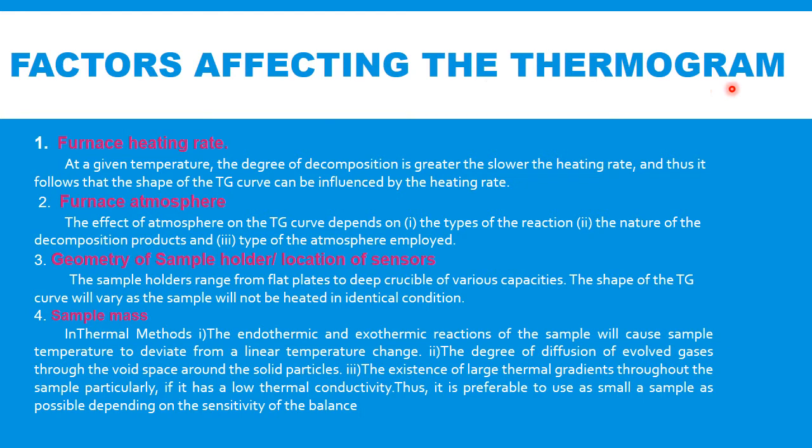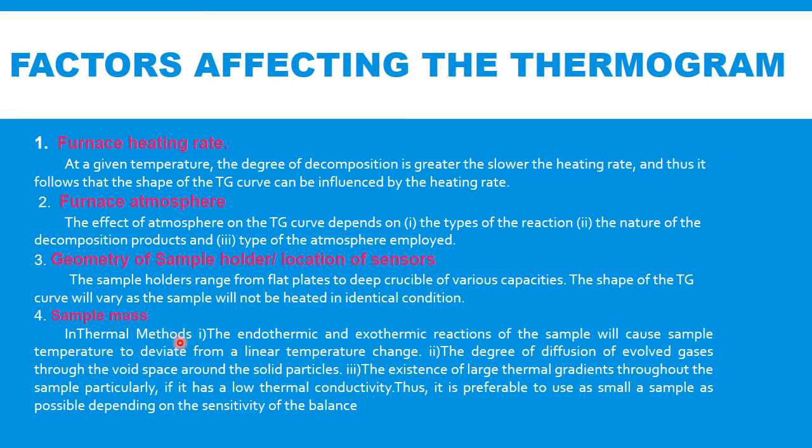Now we'll see the factors affecting the thermogram. The factors affecting the thermogram are furnace heating rate. If the rate of heating changes, the thermogram will change. Next is furnace atmosphere. As I told earlier, we can use an inert atmosphere by passing nitrogen gas so that this won't influence the thermogram. Next is the geometry of the sample holder or location of sensors.